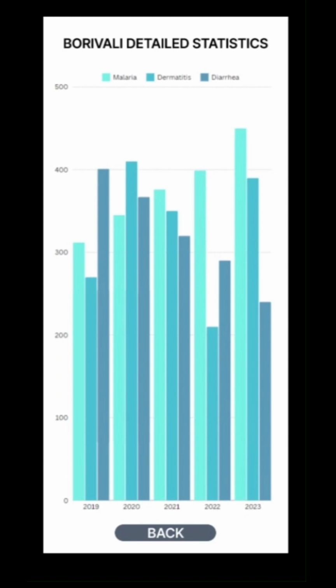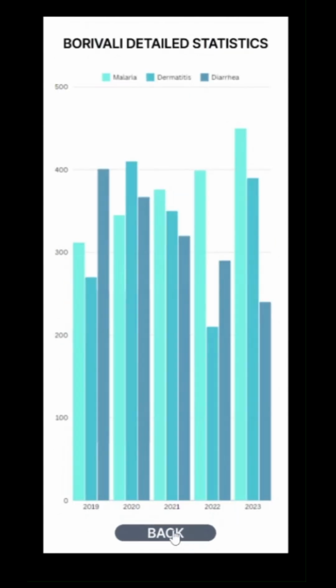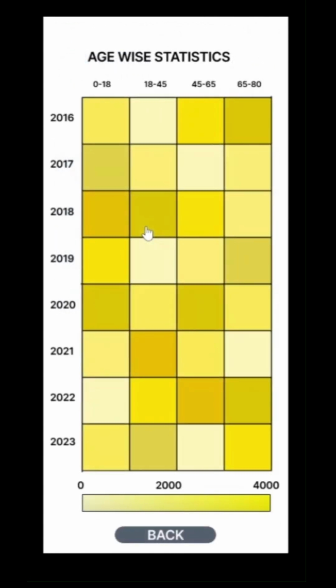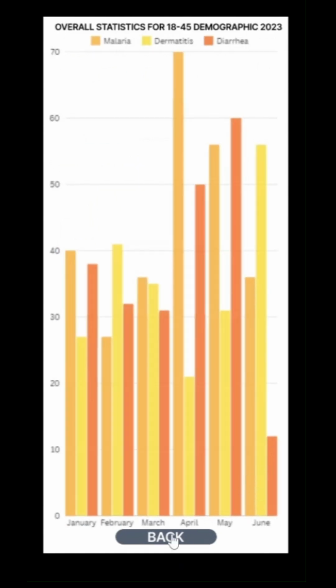And if you want to go into more specifics, you can also check monthly distribution of which diseases are most prevalent at what time. Similarly, you can do this for age as well. You can check the demographic, the severity of diseases that affect the 18 to 45 demographic. And just as before, you can check in more details on a monthly basis as well.